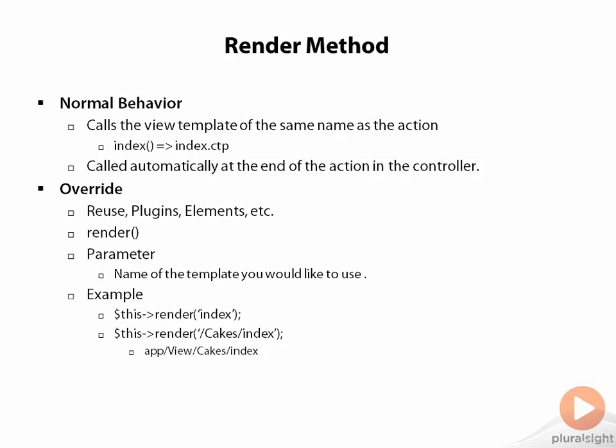This next example is if your view resides in another folder. Say I want to grab the Cakes controller index template. I would type as the parameter in the render method / the name of the folder inside the view folder that I want access to, / and then the template name. So by calling this particular render method with this particular parameter, it would be as if I were accessing the app / view / cakes / index template.